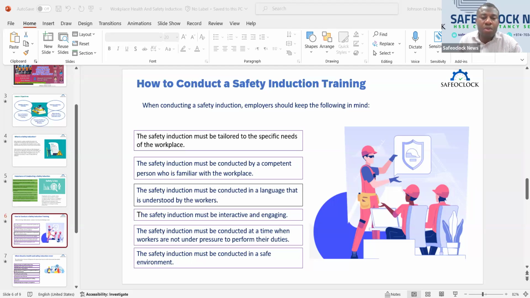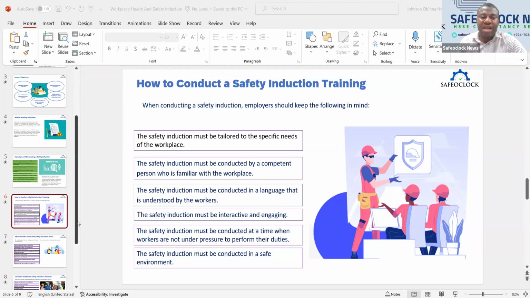Safety induction should also be conducted at a time when the workers are not under pressure. You know, most contractors, when they bring their workers to site, want to start the job immediately. They are under pressure. They want to complete the activity. No, this is not the best way to go about it. Safety induction should be done when the workers are not under pressure. It can be done a day before the activity starts so that they will take their time, assimilate the information being passed to them, and understand exactly what information has been passed.